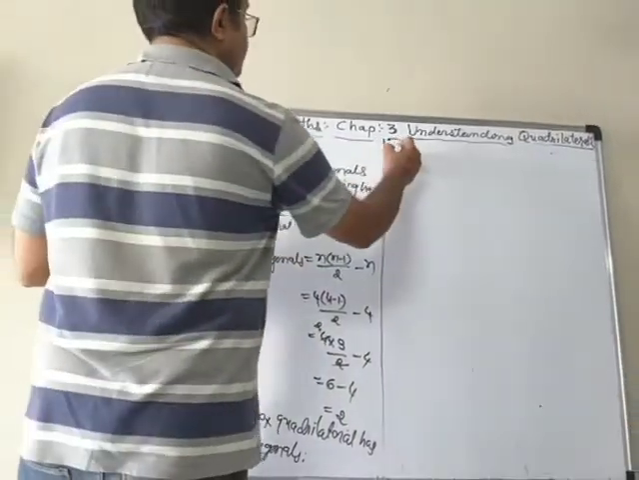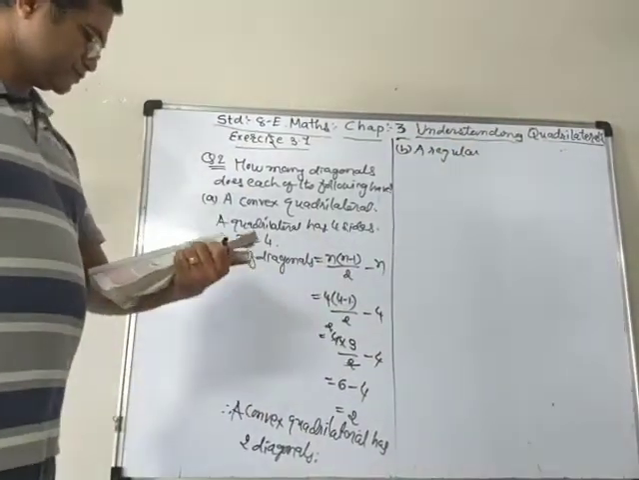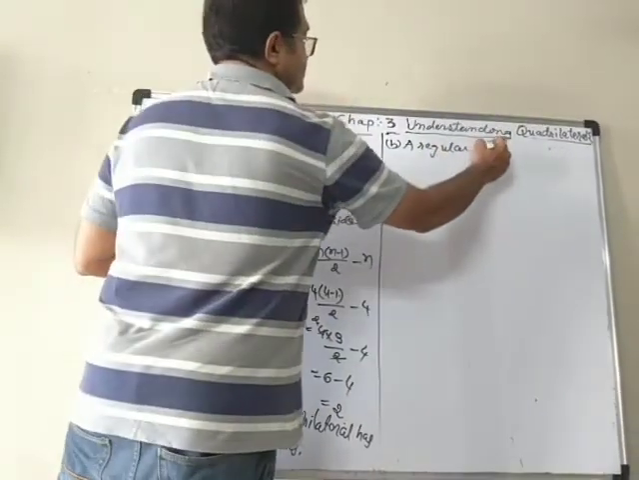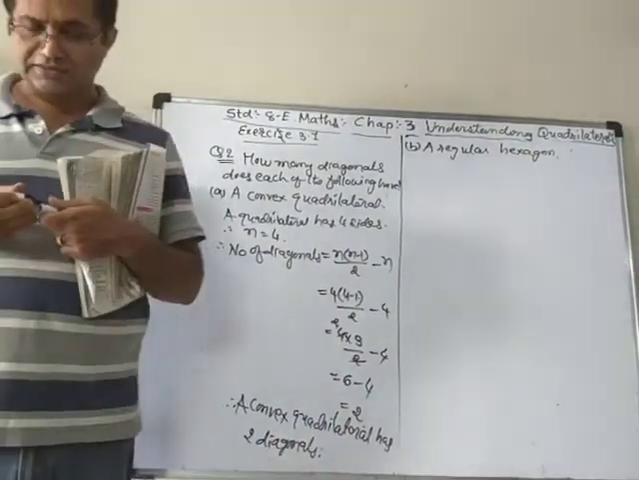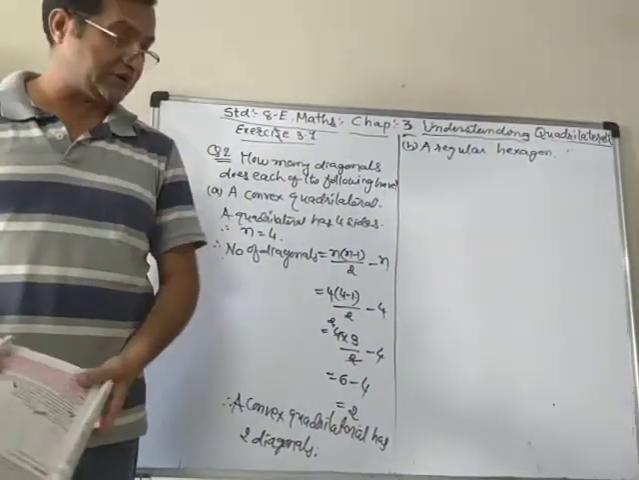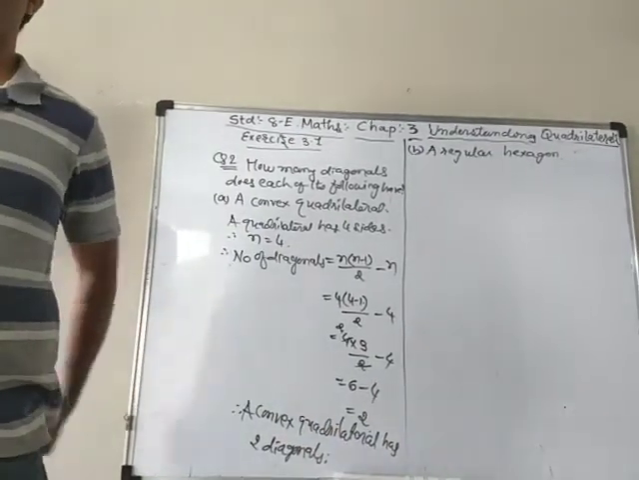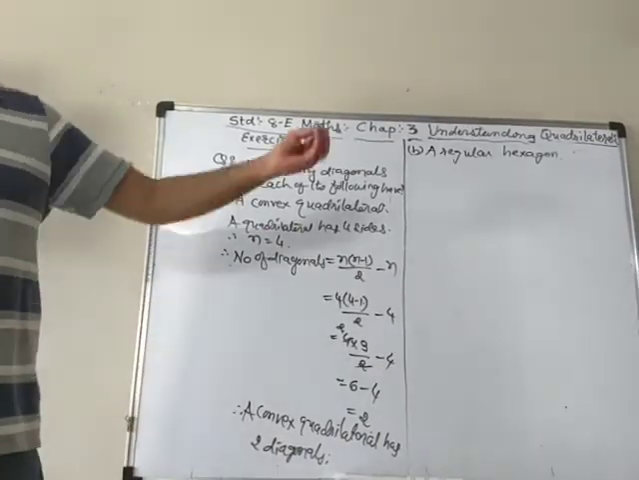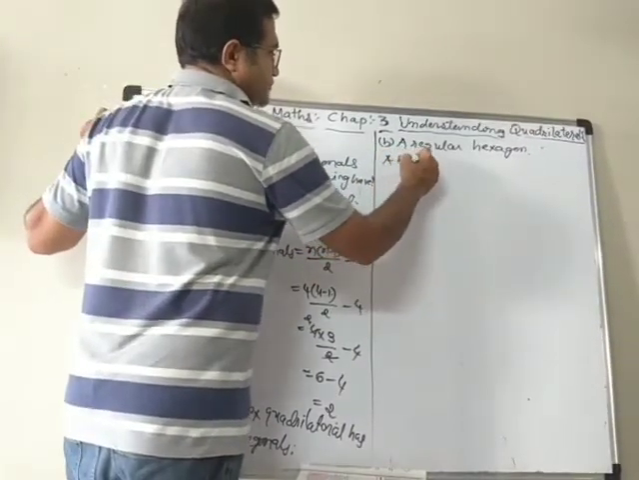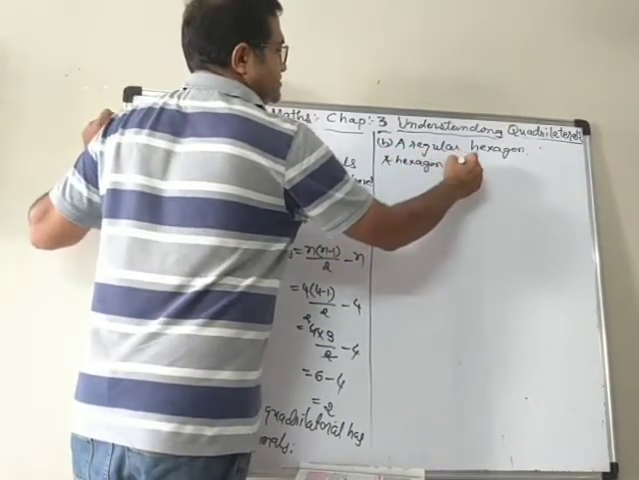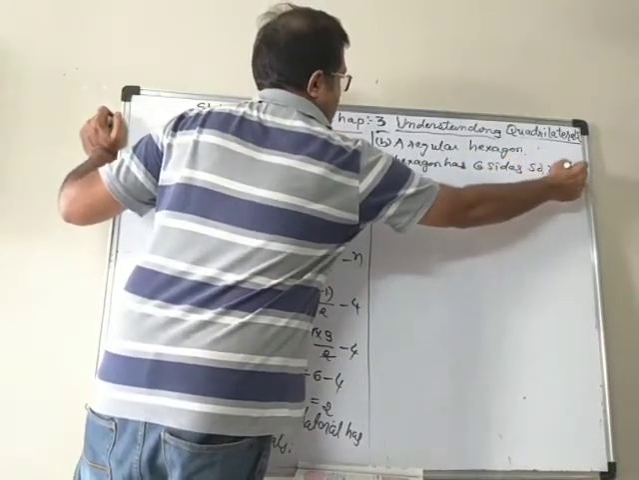Let's take another one. Another one is a regular hexagon. Now you must remember the table, what is hexagon and heptagon and octagon, because from the name we can get the number of sides. So a hexagon has 6 sides. So n is equal to 6.